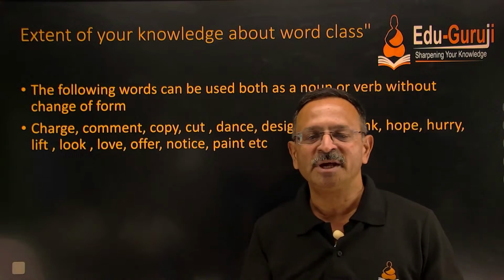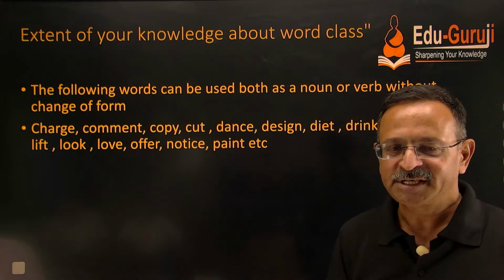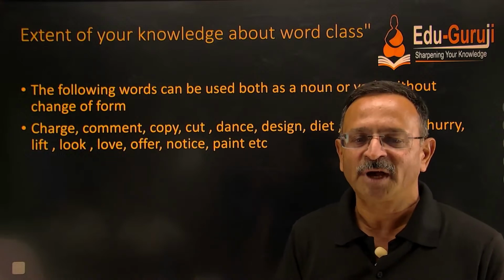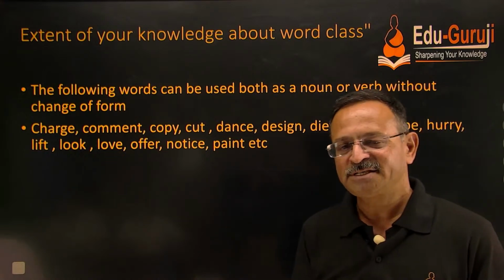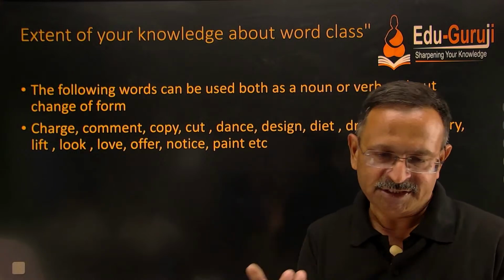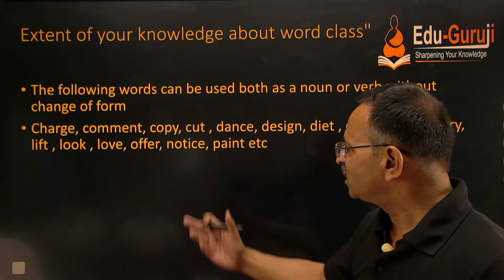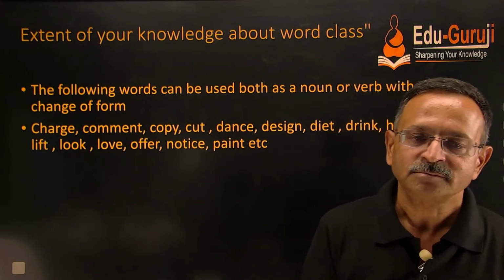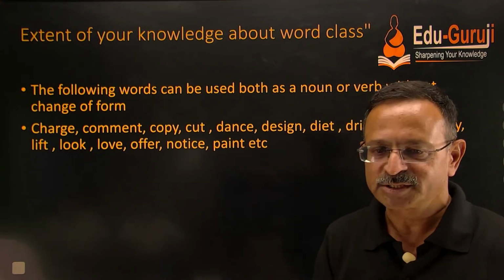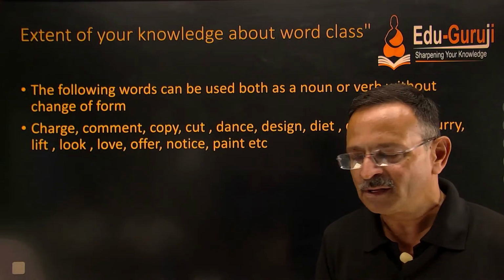You can yourself make sentences of these words. If I say charge, so he was charged with something, here I'm using it as a verb. And if I say a charge, or we say a charge, that means I'm using it as a noun. Similarly, he commented, or there was a comment. And again, we can use it also as a copy. So I copied, or it is a copy.